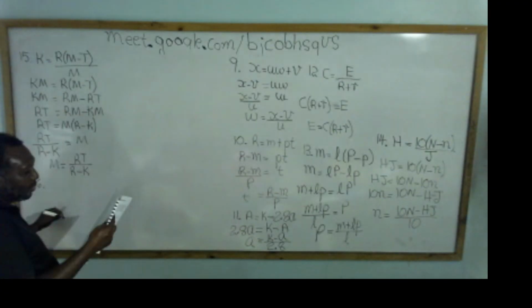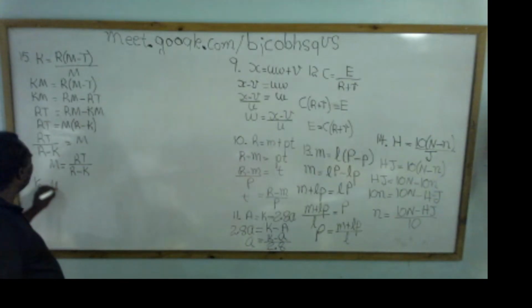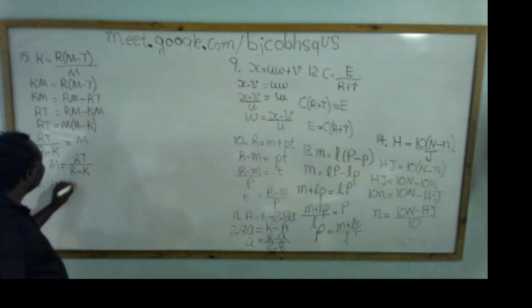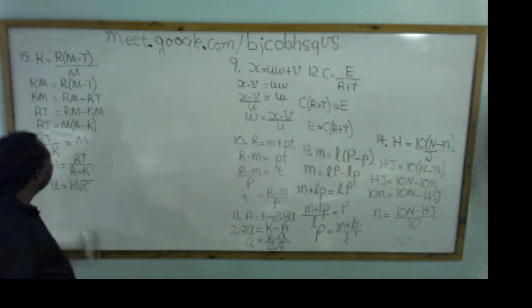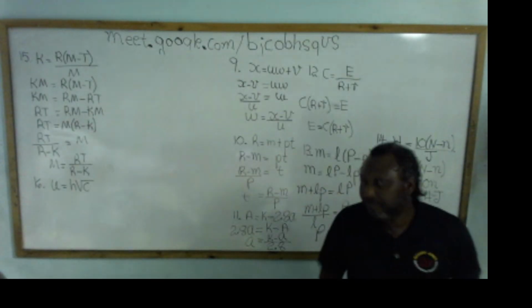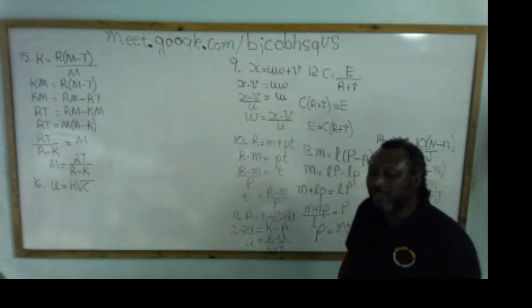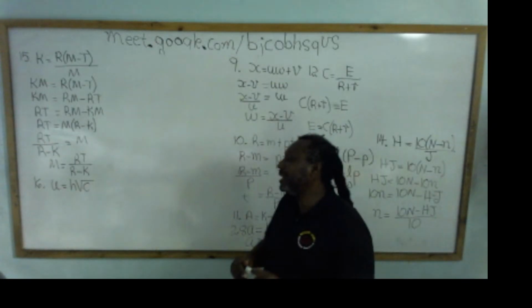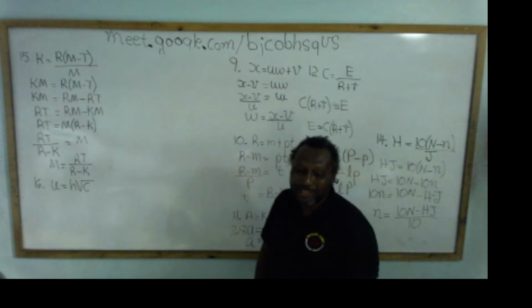U is equal to h times the square root of c. And of course, you see what you need to eliminate there. You need to eliminate the h, and you need to eliminate the square root.